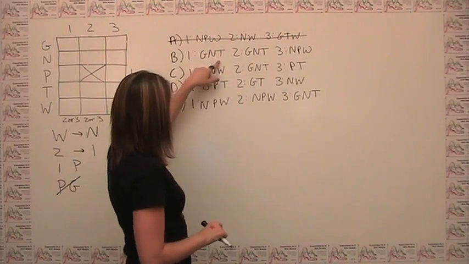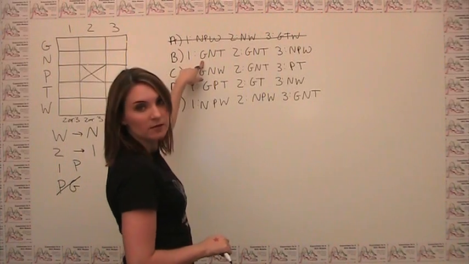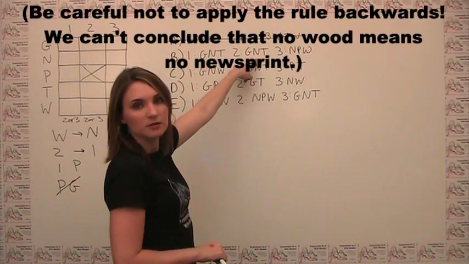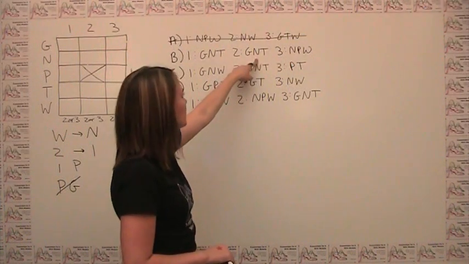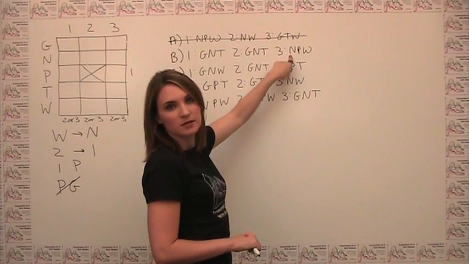You can look at choice B. So we don't see wood at center 1, so the rule becomes irrelevant. We don't see wood at center 2, so the rule is also irrelevant there. In center 3 we see wood, but we also see newsprint, so this is fine.